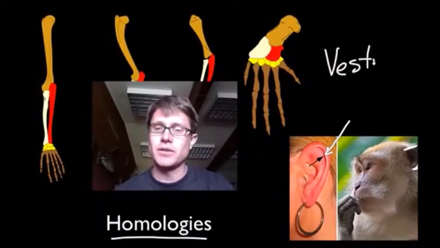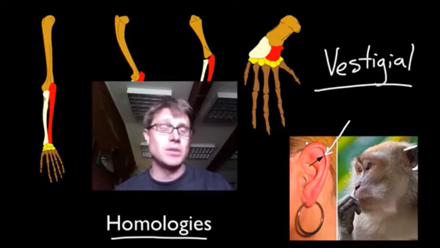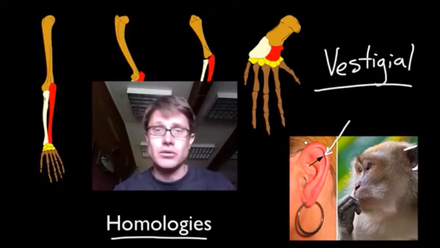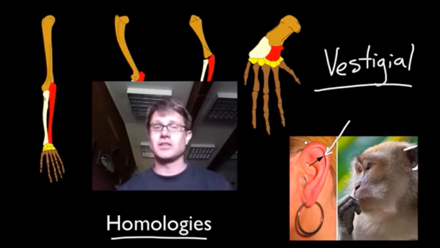Vestigial structures are structures that once had a function and did something but don't do anything anymore. An example would be goosebumps. I get goosebumps when I get scared or when I get cold, but I don't have a lot of fur, and so it doesn't make me look larger and it doesn't give me extra warmth.